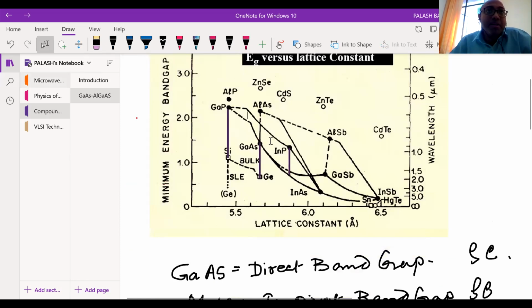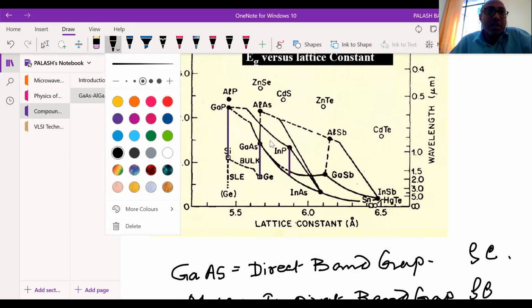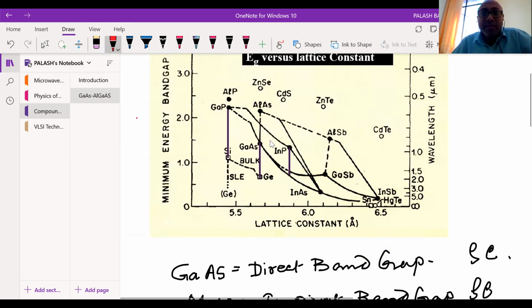Here, you see this curve. From here to here, it is a solid curve. From here to here, it is a solid curve. Over that, it is actually dotted. And what I told you is, if it is a solid curve, it is a direct band gap semiconductor. If it is dotted, it is an indirect band gap semiconductor. So I hope you understood this part.